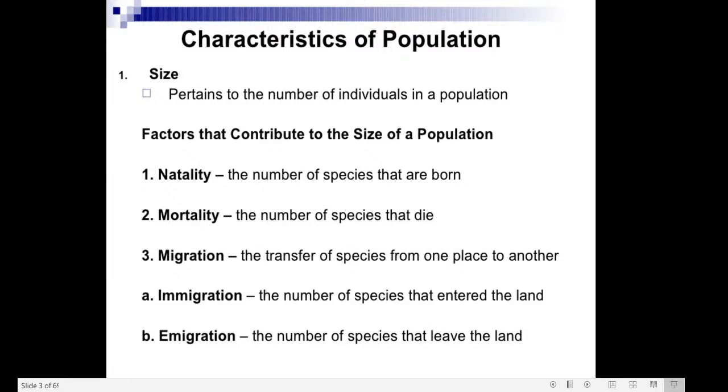Immigration means the number of individuals of a species that enter the land. In one land they newly come and settle. Immigration means entering. Emigration means leaving; it is a total move. Migration means they move to one place but come back to the original place. Immigration means that the species newly enter a particular place and make a life ecosystem in that place. Emigration means leaving from one land.